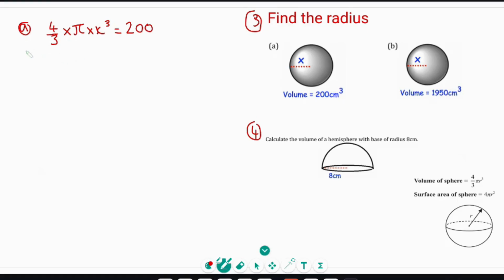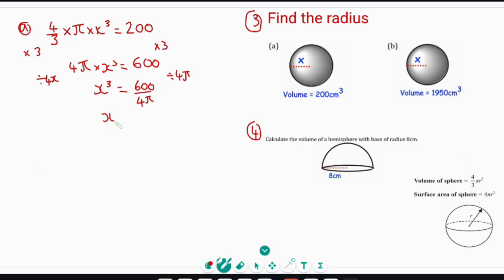So I'm going to times both sides by 3 first. Which leaves us with 4 times pi, which I'm going to write as 4 pi, times x cubed is equal to 600. Then I'm going to divide both sides by 4 pi. So x cubed is equal to 600 over 4 pi. Just leave my answer like that, I won't work it out yet.